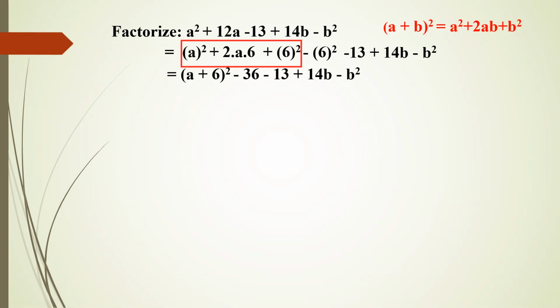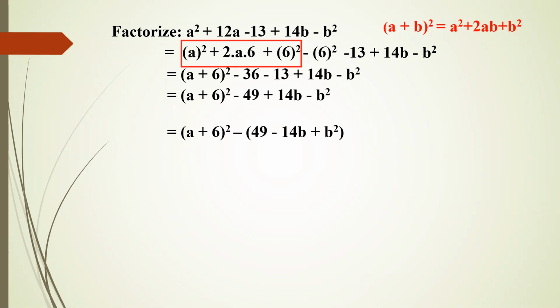Now let's add 36 and 13. So it will be a plus 6 whole square minus 49, then plus 14b and minus b square. Now there are another three terms remaining at the last. So can we just keep all three terms in the bracket like that? When I keep this in the bracket, all the signs will be changed. So it will be 49 minus 14b plus b square, since there is a minus outside, we are taking minus as a common. So these three terms, can we use the same way again, perfect square?